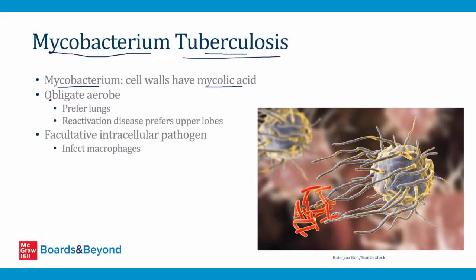M. tuberculosis is an obligate aerobe, so it prefers the lungs, and that's why the lungs are a major site of infection with this bacteria. And later we'll talk about reactivation disease after the infection has become dormant, and this usually happens in the upper lobes of the lungs. And once again, that's because the bacteria is an obligate aerobe.